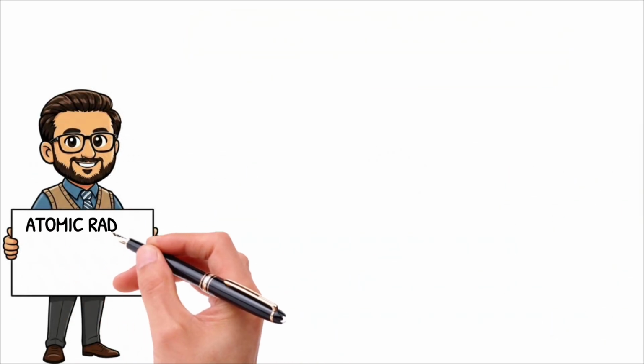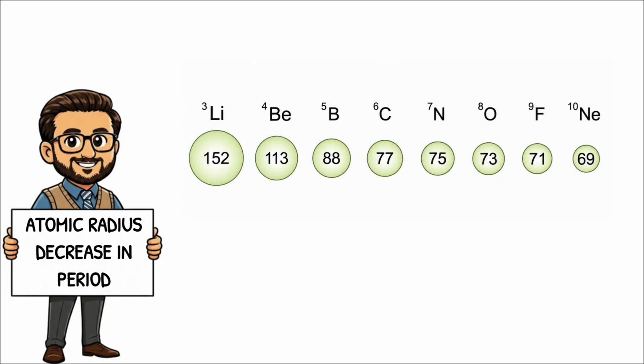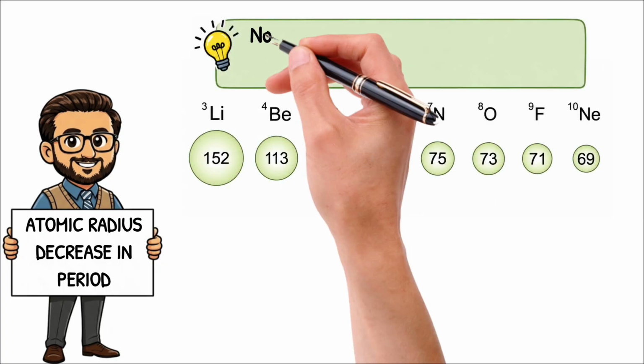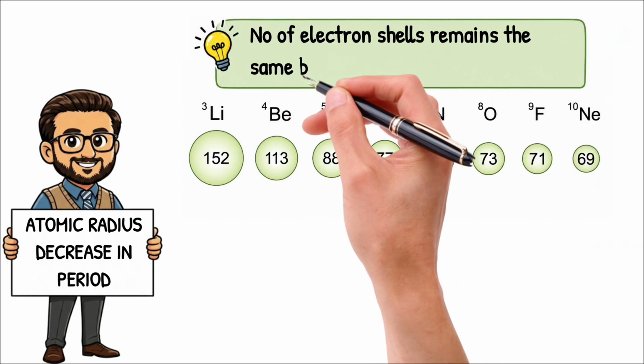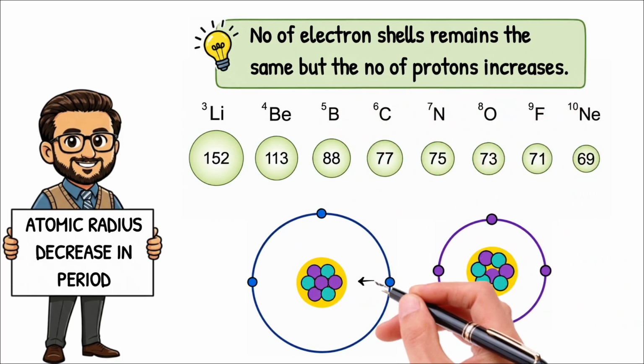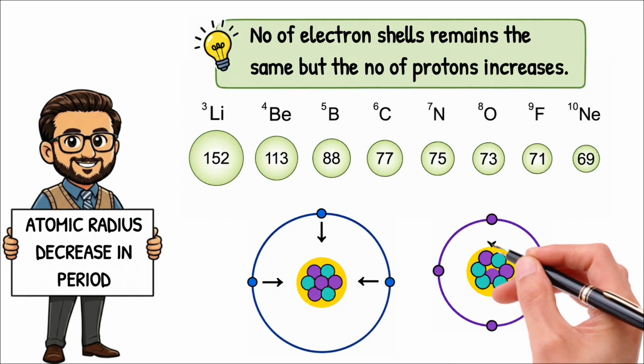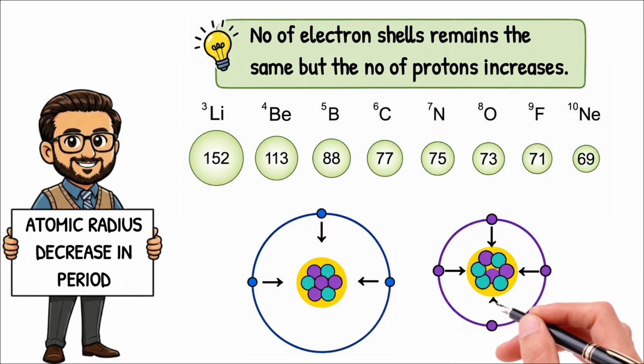Now let us understand how atomic radius decreases in a period. In a period, the number of shells remains the same, but the number of protons and electrons increases. As a result, the nucleus attracts electrons more strongly, and electrons are pulled closer to the nucleus, so the atomic radius becomes smaller in a period from left to right.